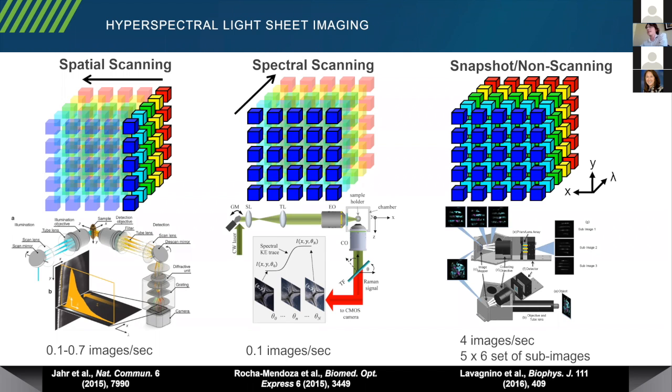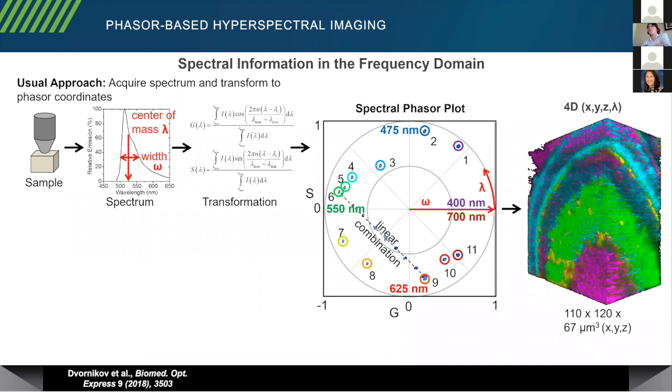And then another group was using faster snapshot imaging, where we can again take advantage of the high imaging speeds of light sheet microscopy. However, here you have to separate your image into a set of sub-images, so you strongly decrease your field of view. Instead, our approach relies on the spectral phasor, which transforms spectral information in the frequency domain to do the analysis.